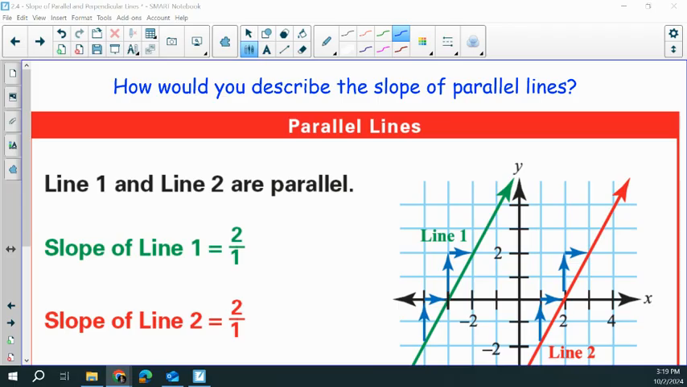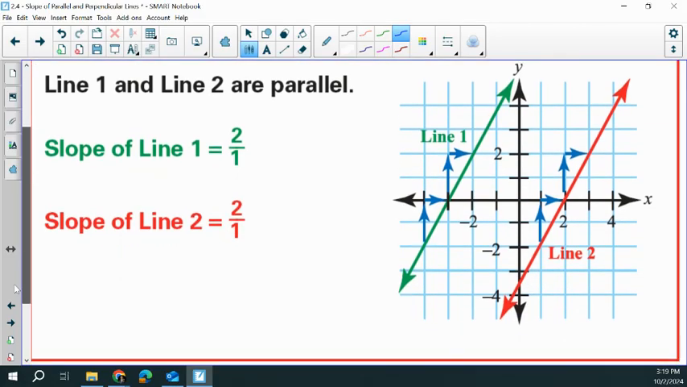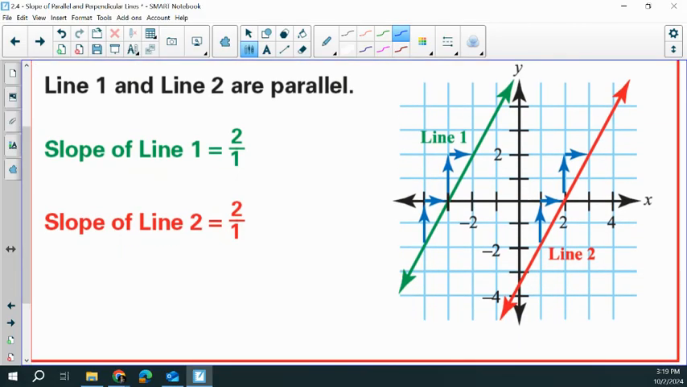This is Mr. Wright. We are going to talk about parallel and perpendicular lines. If you look at these two lines, what you'll notice is that the slope for both lines goes up 2 over 1, up 2 over 1. So these two lines are going to be parallel. The big takeaway here is that parallel lines are going to have the same slope. If they have the same slope, they're never going to cross each other in a coordinate plane.